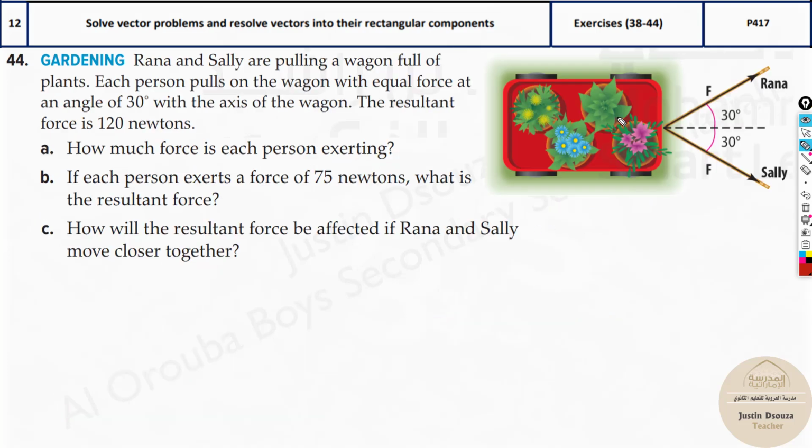Now here there is another interesting question. Rana and Sally are pulling a wagon full of plants. Each person pulls the wagon with equal force at an angle of 30 degrees with the axis of the wagon. The resultant force is 120 newtons. Now, what is the resultant force? The resultant is this force basically, 120 newtons.